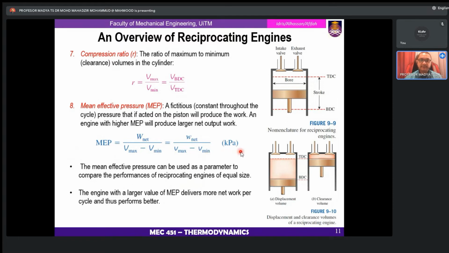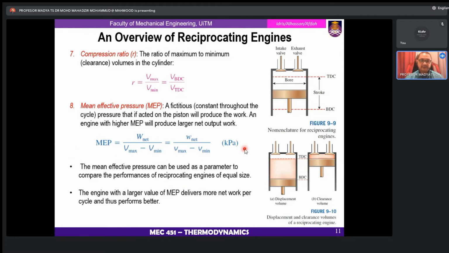So the unit for MEP, because this is a pressure, is kilopascal. The mean effective pressure can be used as a parameter to compare the performance of reciprocating engines of equal size. So when you want to compare the performance of engines, the engines must be of equal size, so you can use this criterion, MEP.